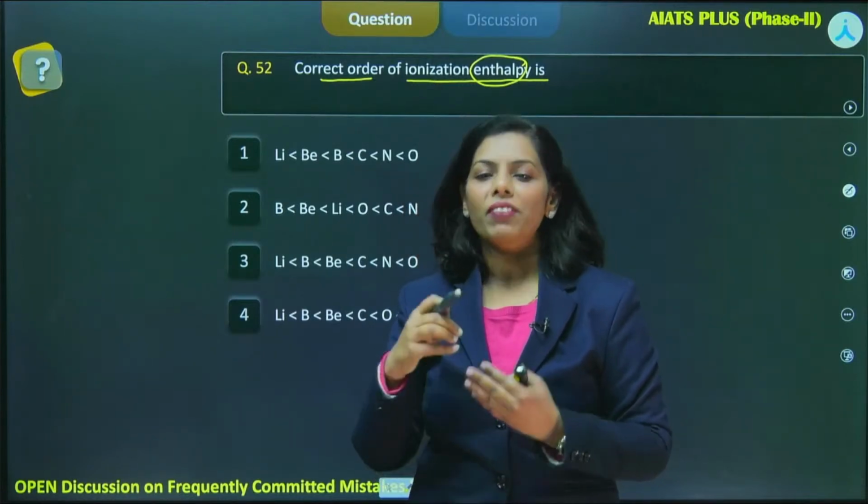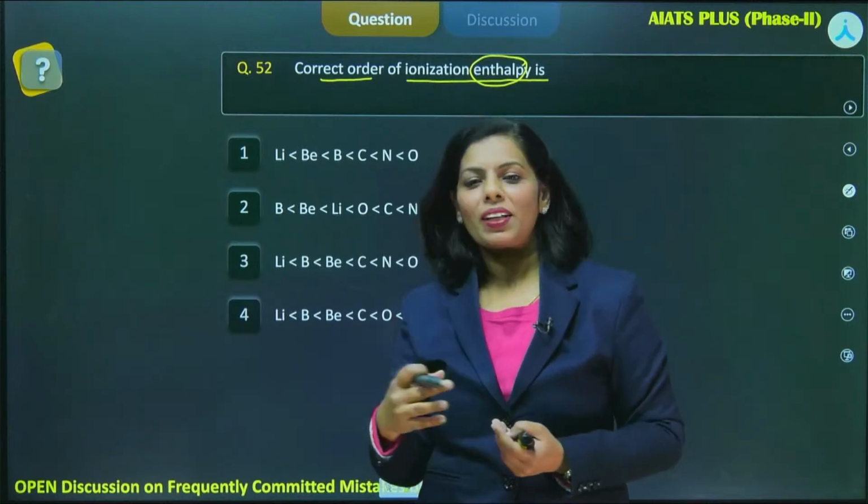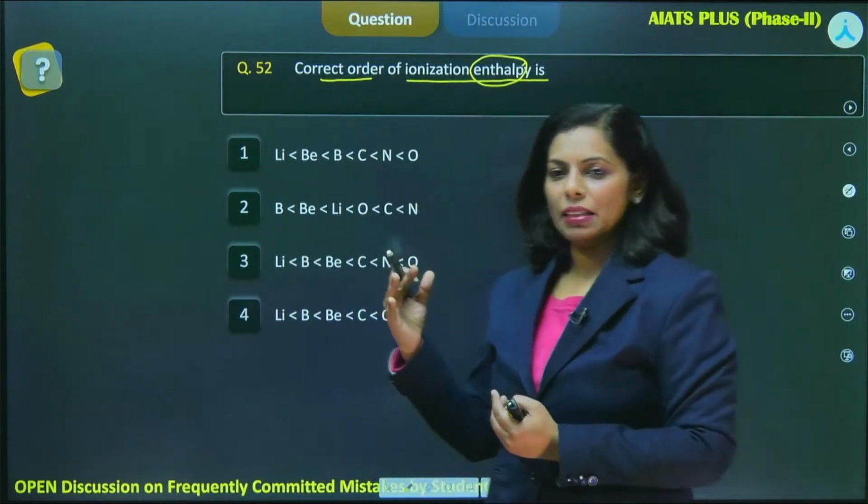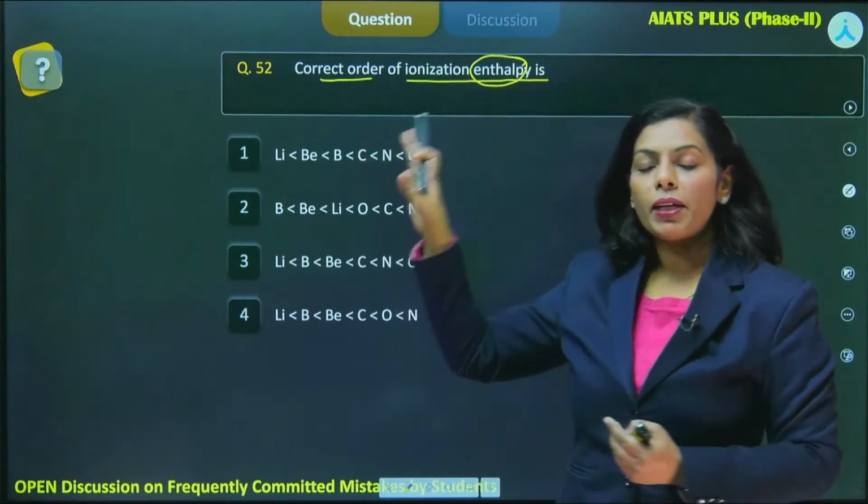Okay, Anamika, I will try. But I'll continue with it. ठीक है, बात करेंगे इसी पे. So correct order of ionization enthalpy की बात कर रहे थे.